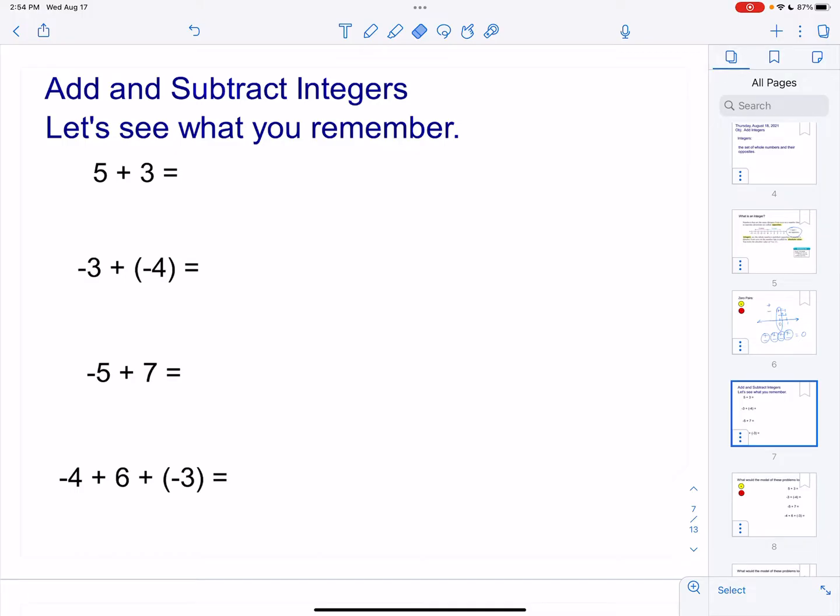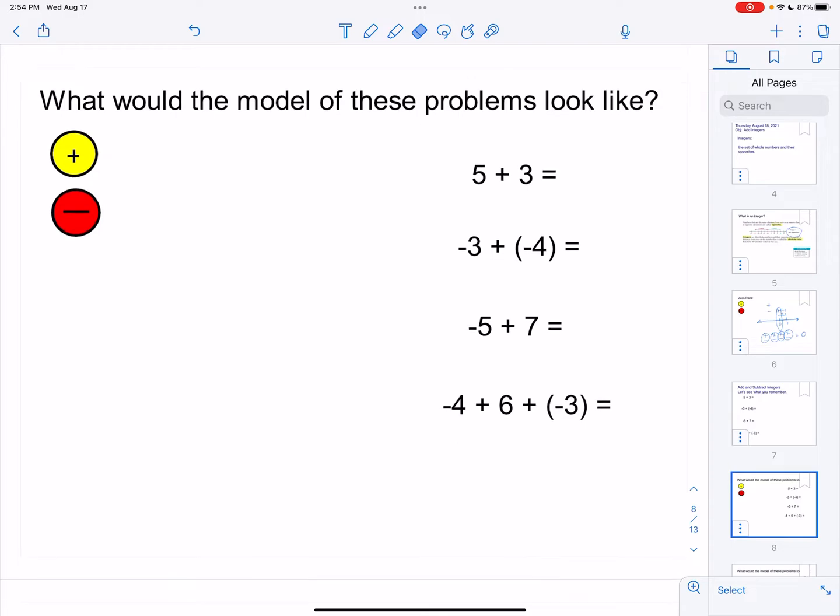So let's find out what you remember. We got 5 plus 3. Well, if I've got 5 plus 3, that basically means that if I were to look at this in terms of these integer chips, these color counters, I would have 5 pluses, and I'm adding to that 3 more. So what do I have altogether? I have positive 8 altogether.